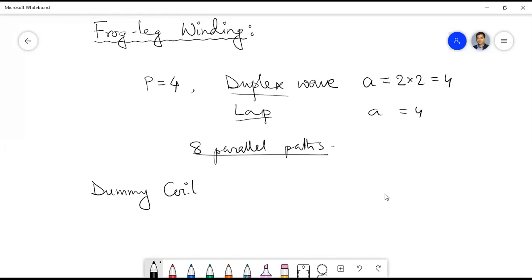Oh, sir. In one slot, two current directions. Hmm. That is not possible. Yeah. Either cross or dot you have to.